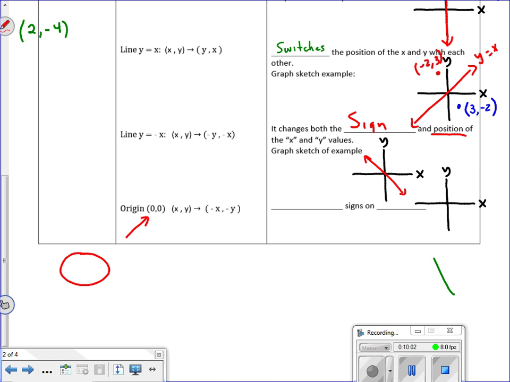And then the last one, when we reflect, as they say, in the origin, on the origin of 0, 0, the rule is you make them both opposite in signs. So given some coordinate like, let's say, 2, -4, don't change their position, but that one maps to -2, comma, +4. So you just change their signs.